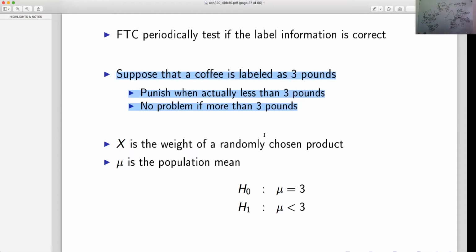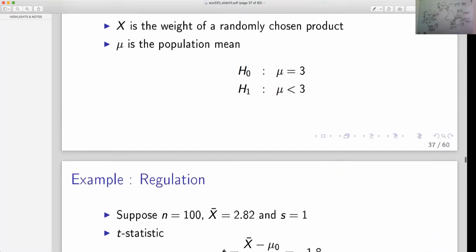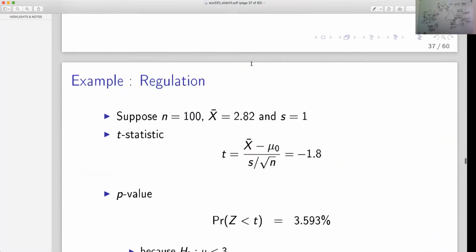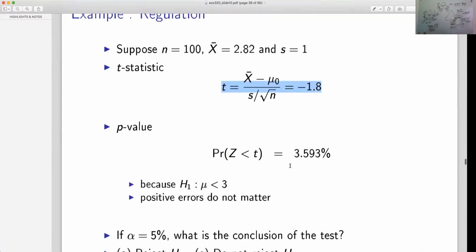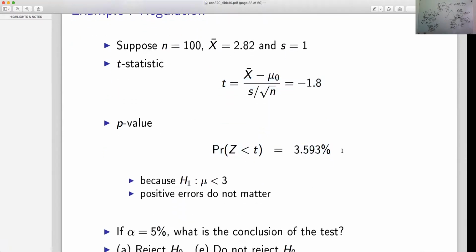Those are the key steps you need to practice for your homework as well as for your exam, so they are very important. Let's continue. Based on that, the t-statistic is like that, and the p-value is like this. These are very important. Previously, the p-value was 2 times this, but now it's 1 times that.